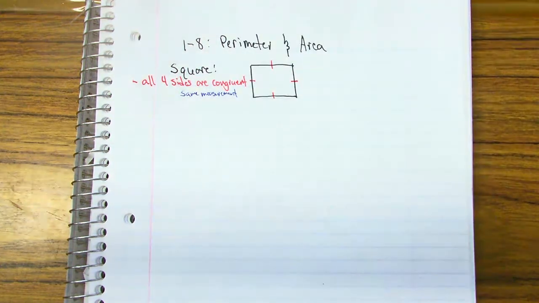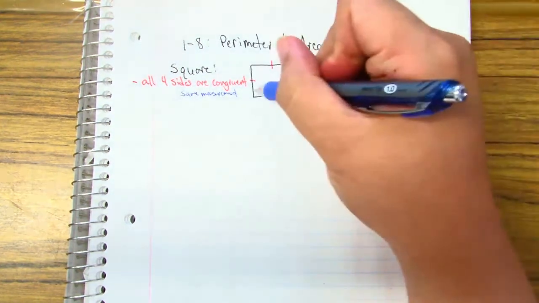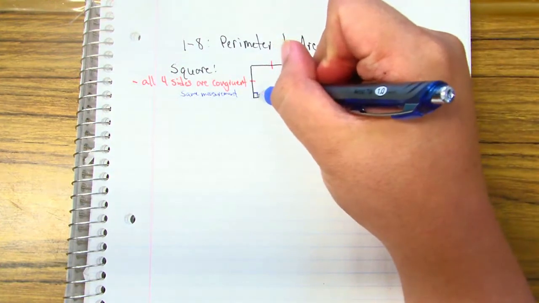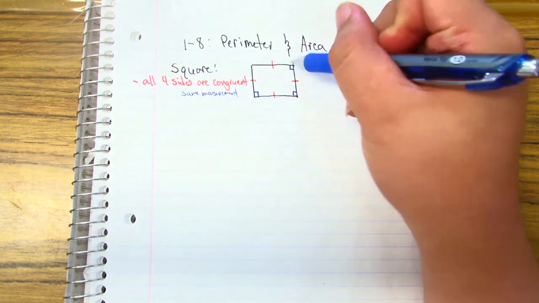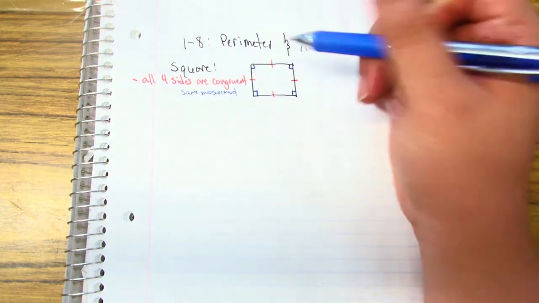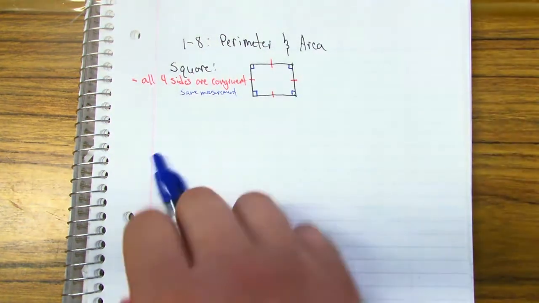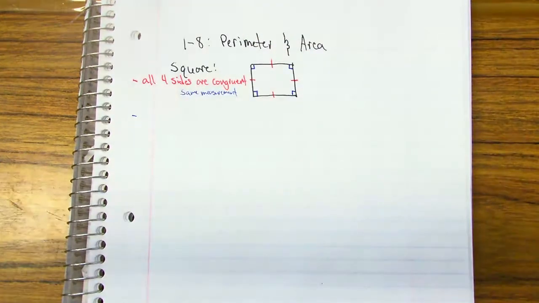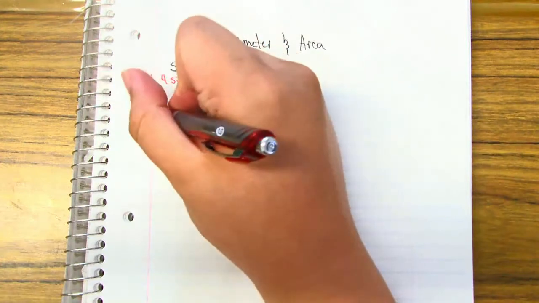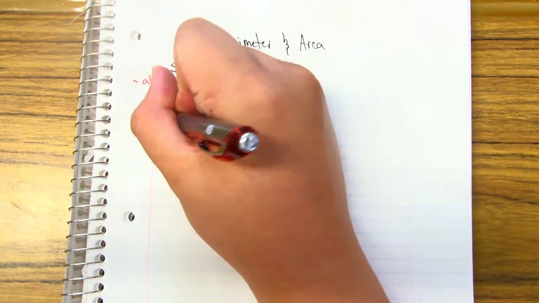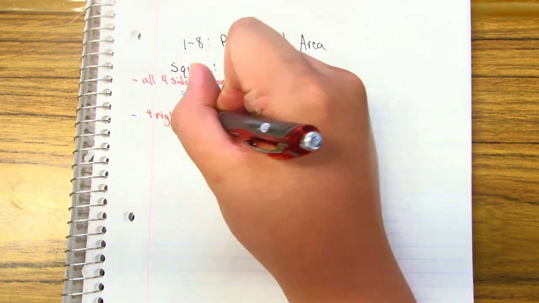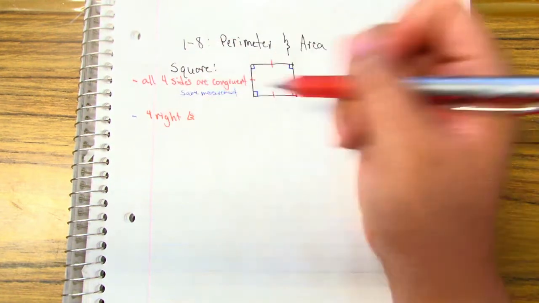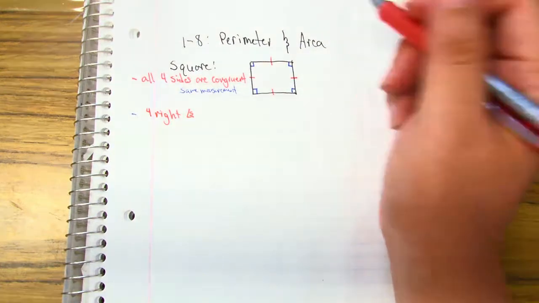Okay. Another thing about a square is you know that all the edges are kind of a right angle, right? They're all straight. So you know that all of the angles on a square are equal to 90 degrees. So you can put as another fact that it has 4 right angles. This is a symbol for angles, okay? Just letting you know in advance.